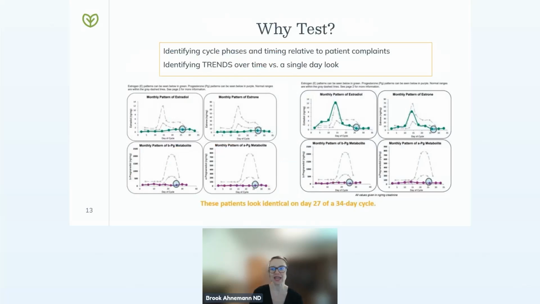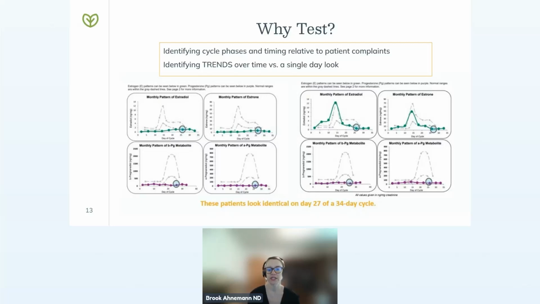So, why might you test? We've gotten into this a little bit, but we want to be able to identify the different cycle phases and also that timing relative to any patient complaints. We're really looking at trends over time versus that single day hormone look.